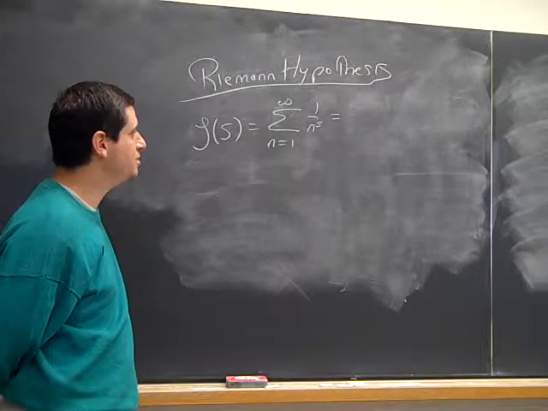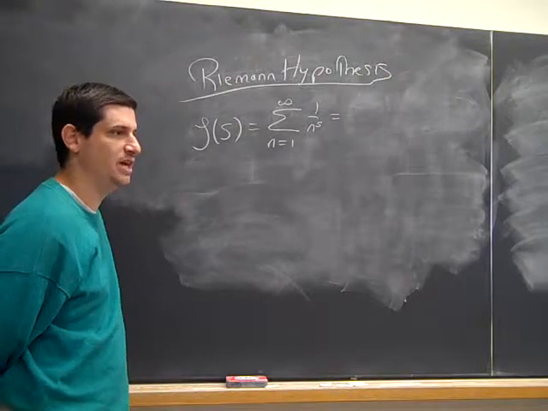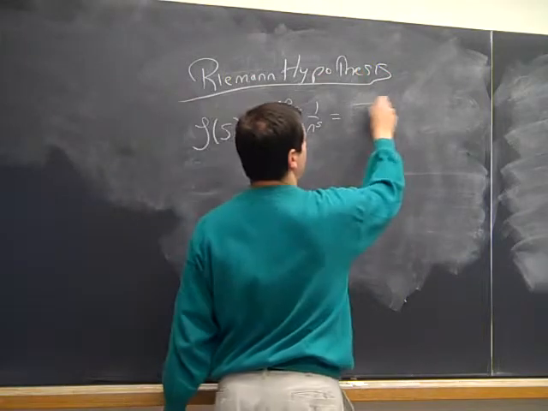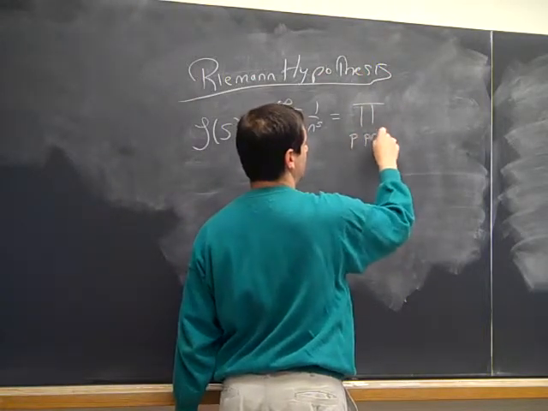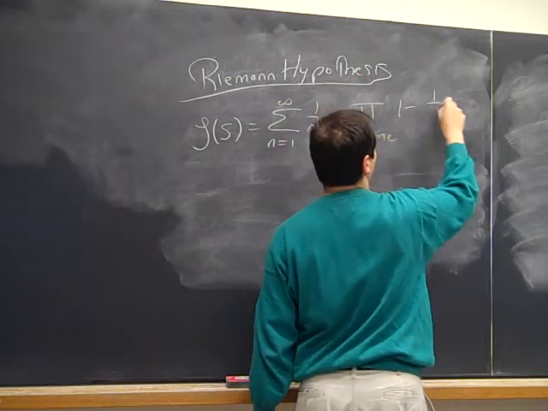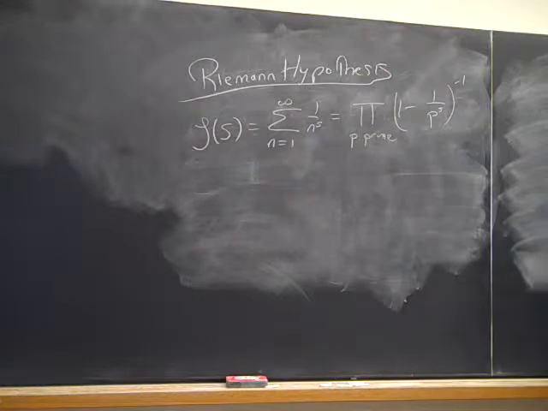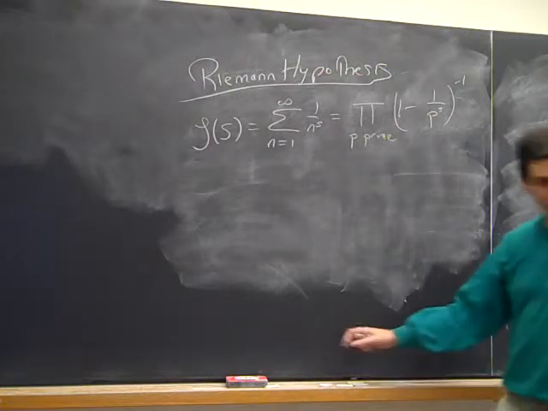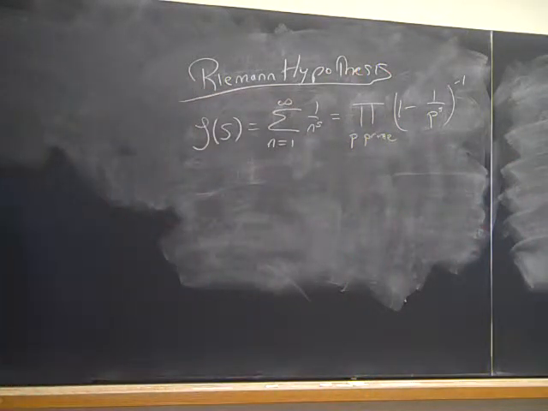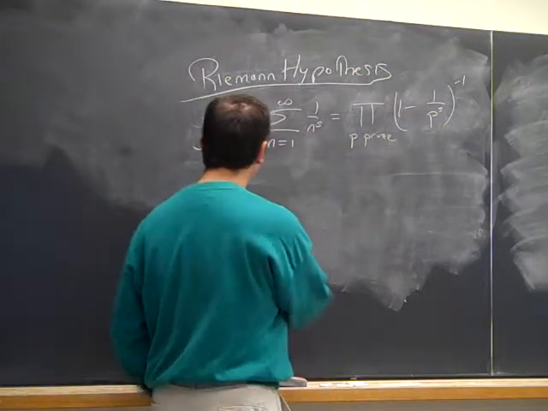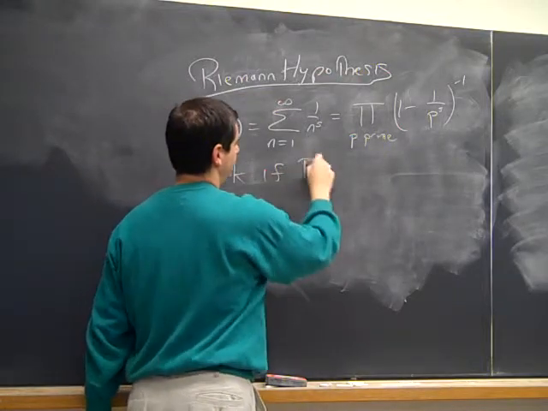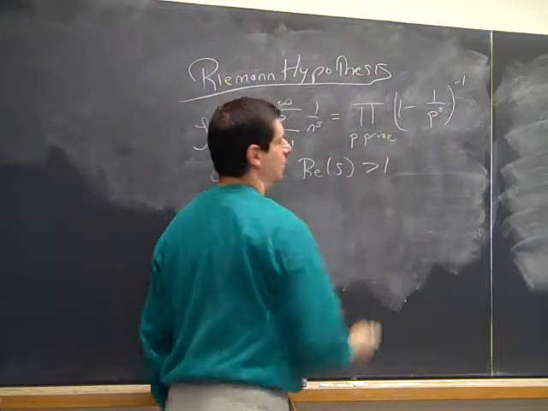So here's the sum of 1 over n to the s. It turns out this sum has another formulation. I can write it as a product over p prime of (1 minus 1 over p to the s) inverse. When you see something like this, what's the first thought that should go through your mind? Does it make sense? For what values of s does this make sense? It turns out everything is okay if the real part of s is greater than 1.